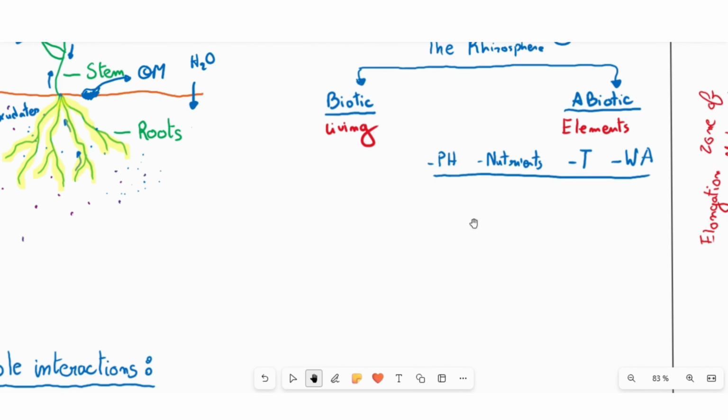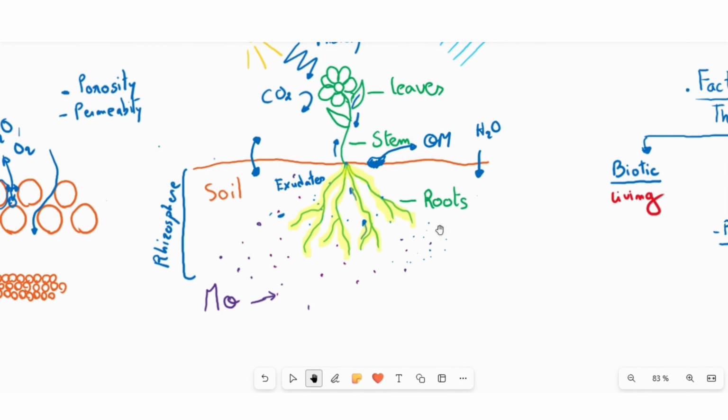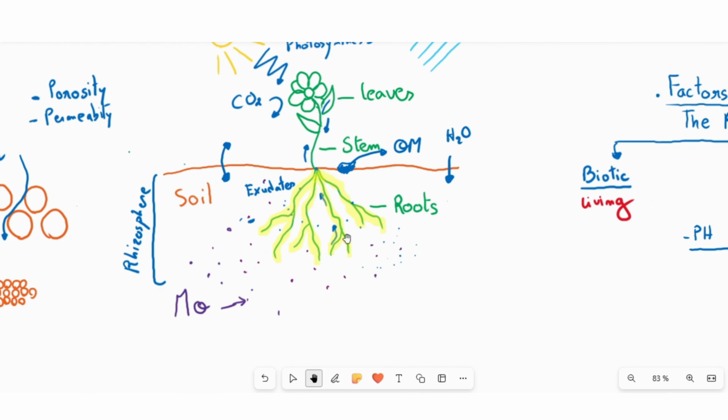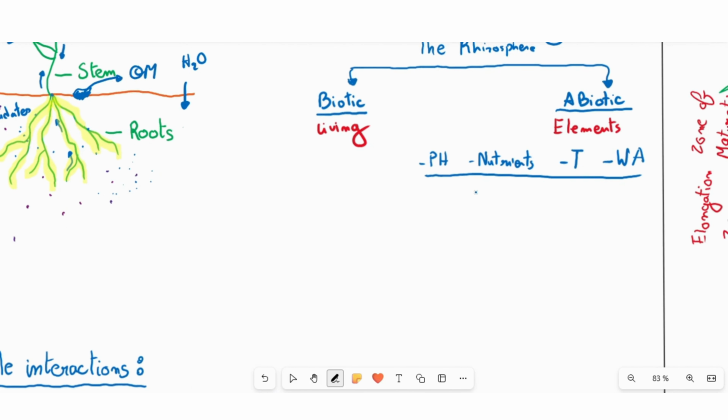So we said that the plant cannot absorb certain nutrients in their current form in the soil, and that bacteria are going to have to degrade it and turn it into a more absorbable form for the plant. In the soil, we have nitrogen, we have phosphorus, we have potassium, we have certain metals like iron, we have calcium, and these are all important.